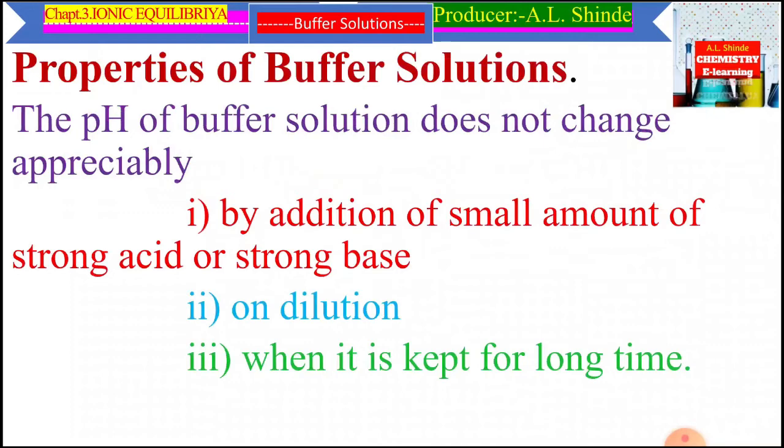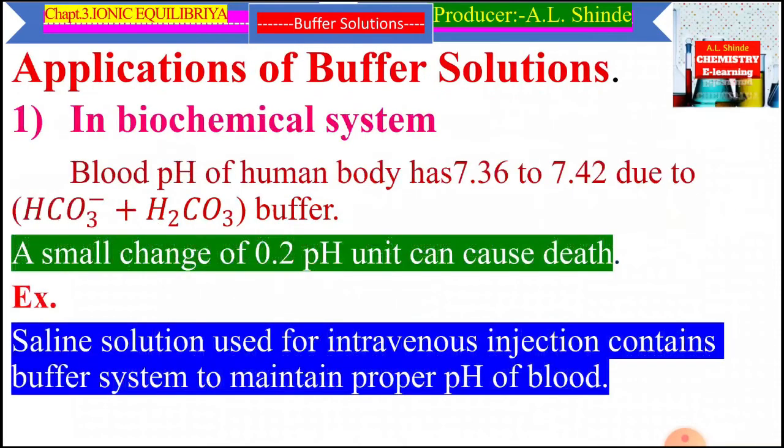Now, the properties of buffer solutions. There is only one property of buffer solution. The pH of a buffer solution does not change appreciably: number 1, by addition of a small amount of strong acid or base; number 2, on dilution; or number 3, when it is kept for a long time. That means the buffer solution pH does not change appreciably.